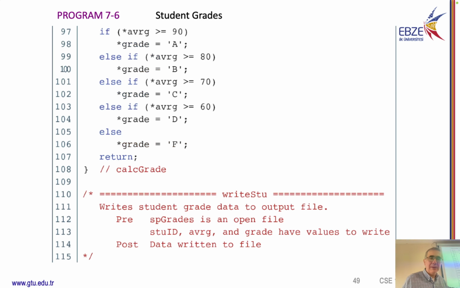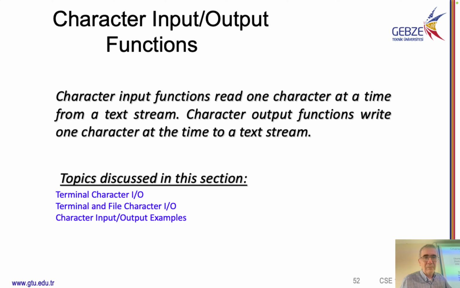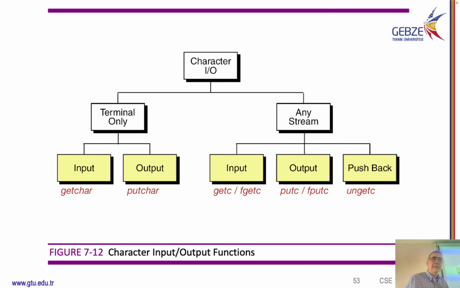Grade calculation ABCD program. Similar to your homework. Input output characters. Well, get character, put character, getc, putc, fputc. Also pushback, there is an ungetc. Get character, unget character. Put back is also available.